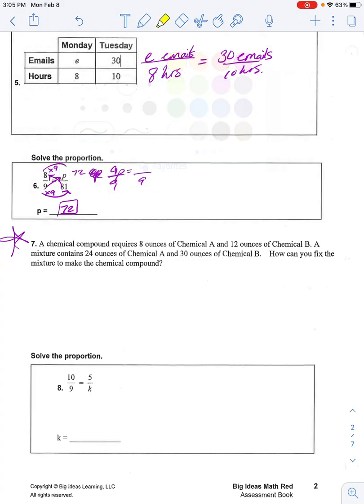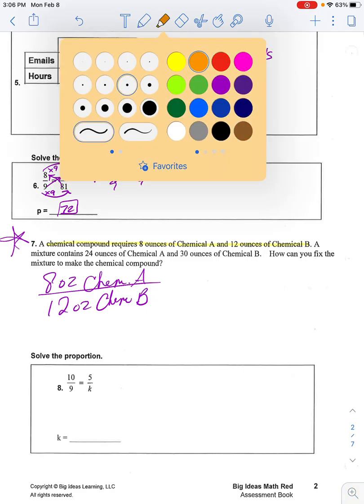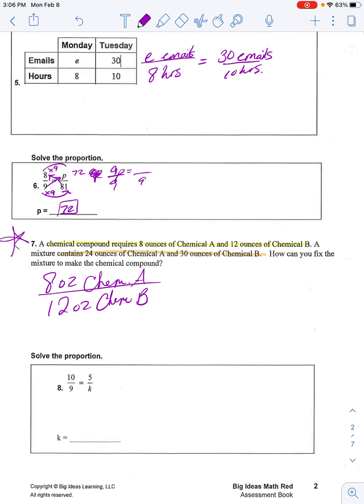Okay, so chemical compound is right here. So we're going to say it is 8 ounces of chemical A to 12 ounces chemical B. Okay, a mixture contains 24 ounces of chemical A and 30 ounces of chemical B. So we want to know how we can fix the mixture to make these two proportionate or equal, okay?